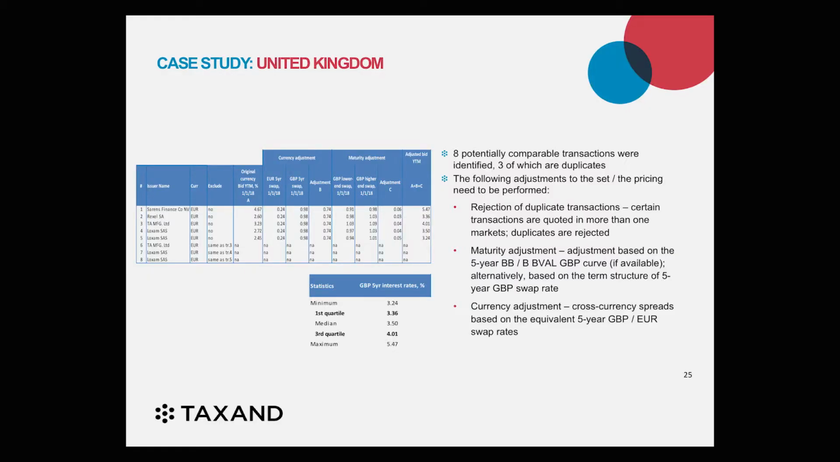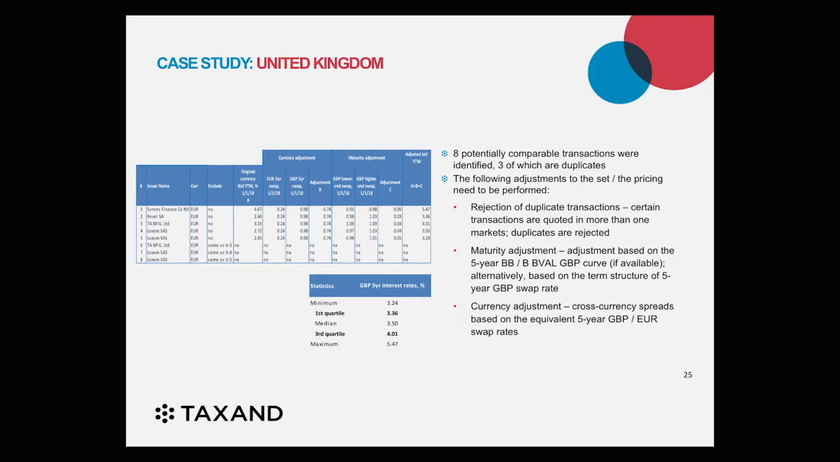One of the things you may have noticed when doing Bloomberg searches is that sometimes the transactions that come out appear to be duplicates, but there are very small differences in the actual pricing. The difference arises because one and the same transaction may be quoted on different markets. So you need to make sure that you're not double counting the same transaction. Out of the 8, we excluded 3 for that reason.